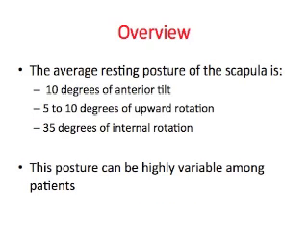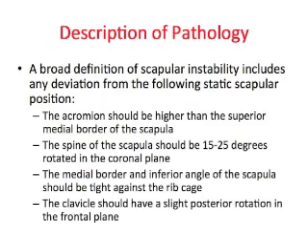The average resting posture of the scapula is 10 degrees of anterior tilt, 5 to 10 degrees of upward rotation, and about 35 degrees of internal rotation. This posture can be highly variable among patients. A broad definition of scapular instability includes any deviation from the following static scapular position.